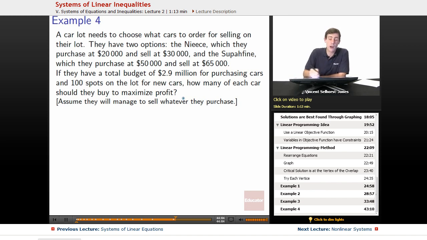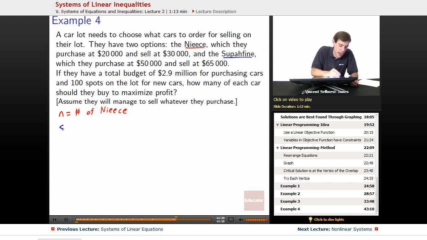So first, we're going to have to figure out how many nice cars they buy. So let's say n is going to be the symbol that we use for the number of nice cars that they buy, however many that is. And then s will symbolize the number of superfines that they buy.